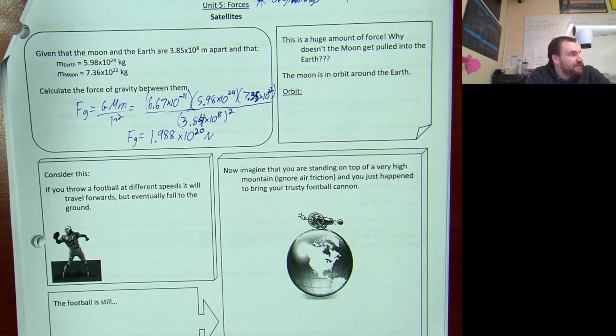That is a massive number. The force of attraction between the Earth and the Moon is huge. Why does the Moon not simply slam into the Earth? Because it's also attracted to the sun.